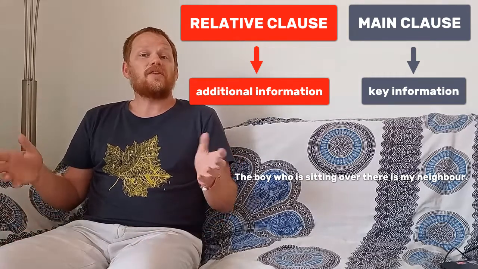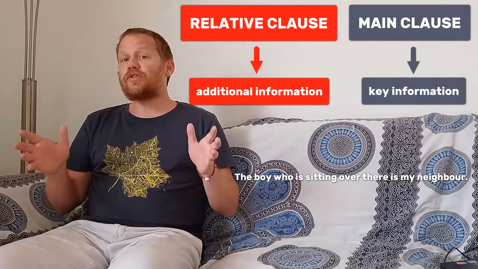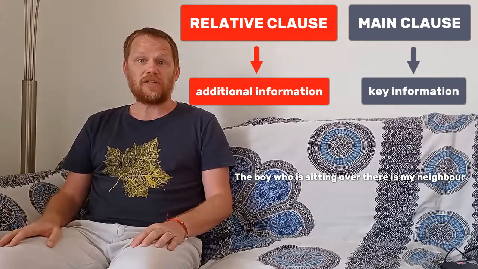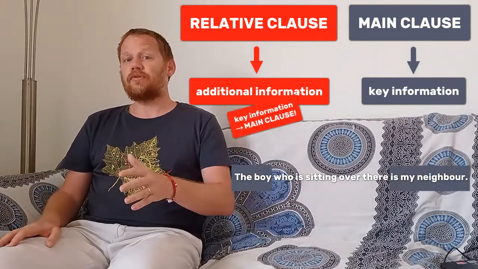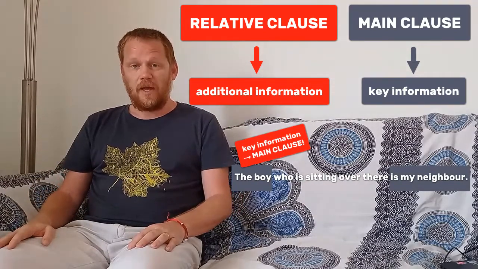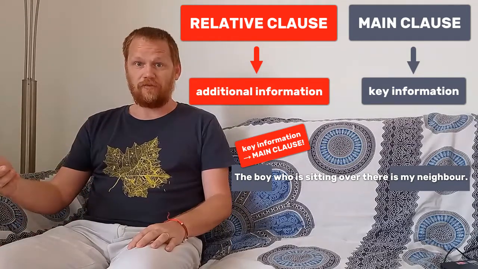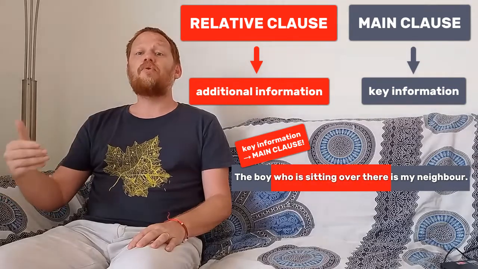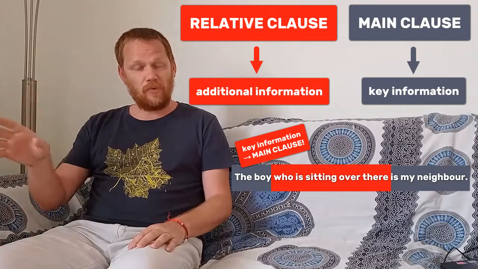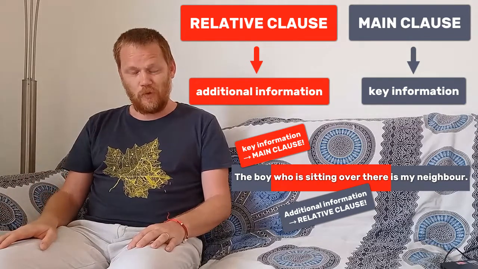So what is the main clause in this sentence? What is the most important part of this sentence? Well, obviously this is the boy is my neighbor. That is the key information I want to give you. But then we also have a relative clause giving additional information. The boy who is sitting over there. That specific boy. And that is our relative clause.